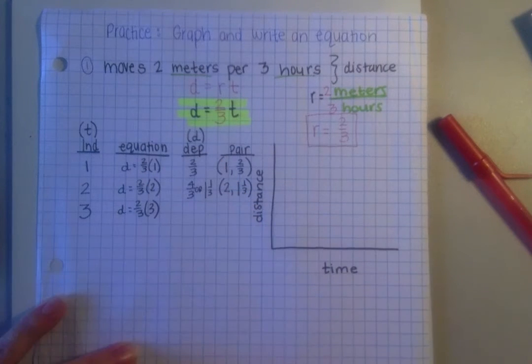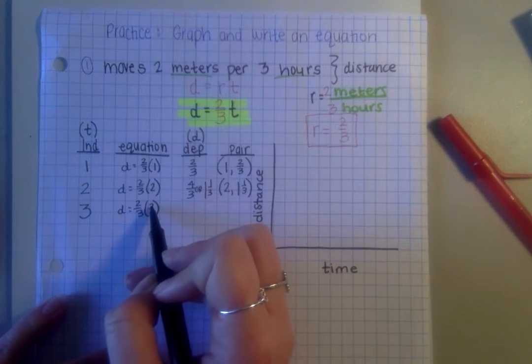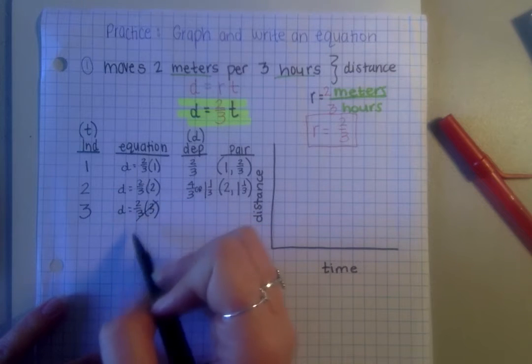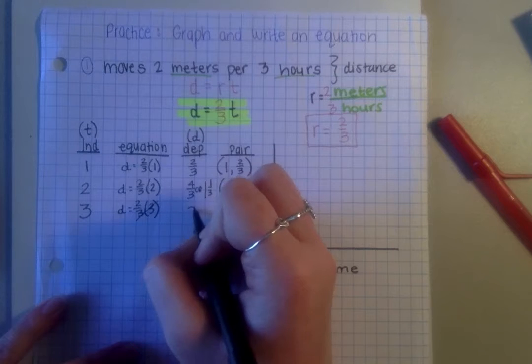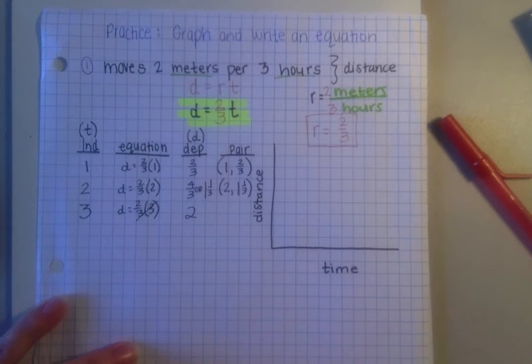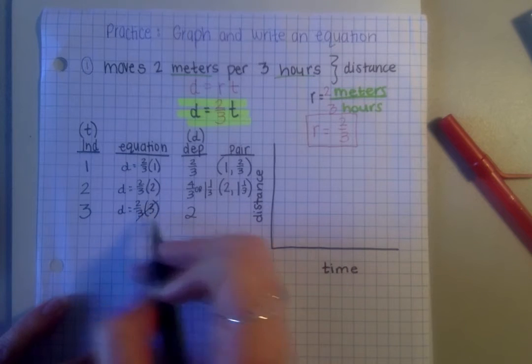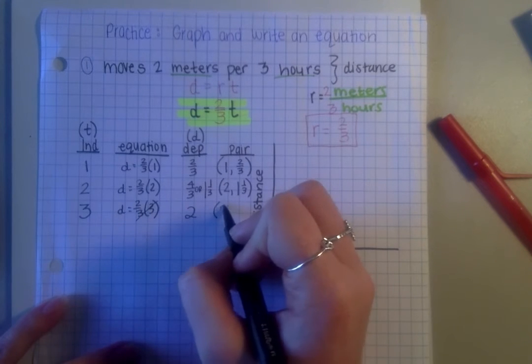And here I know that if this 3 is being multiplied and there's also a 3 being divided, it will cancel out. So D will equal 2. Or I can think 3 times 2 is 6, 6 divided by 3 is still 2. So then my ordered pair here is 3, 2.